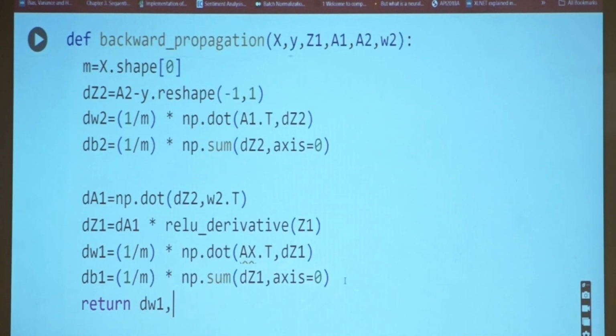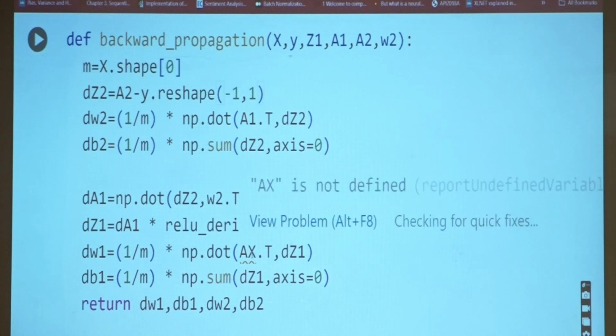Once you are done with this, you have to return all the parameters: dw1, db1, db2, dw2. For dw1, the input is x. See, the first part is about output layer to hidden layer, backward. The second part is hidden layer towards the input. Only x.